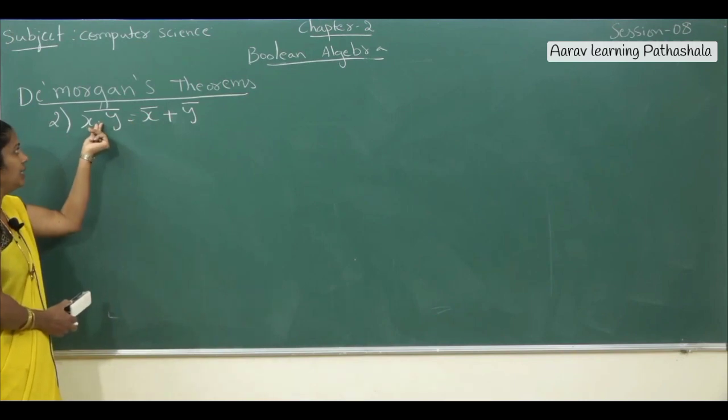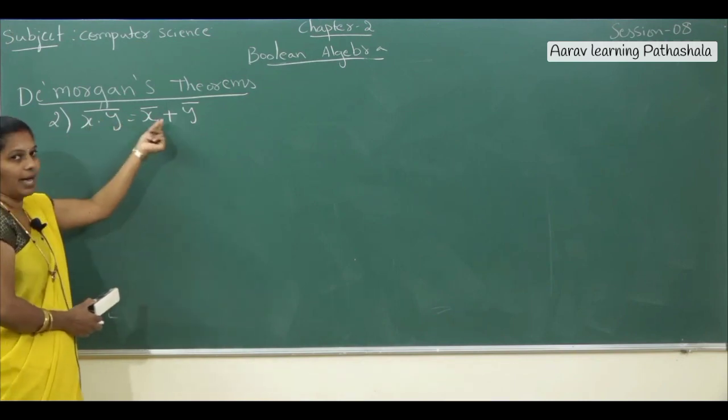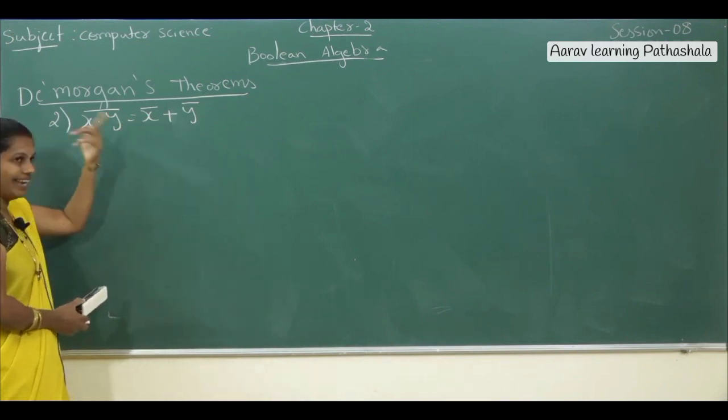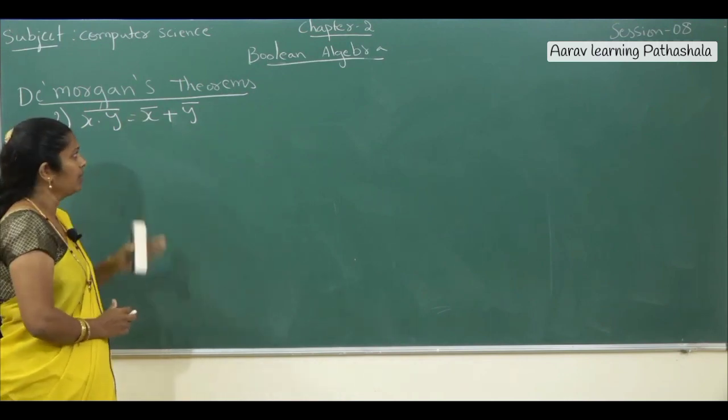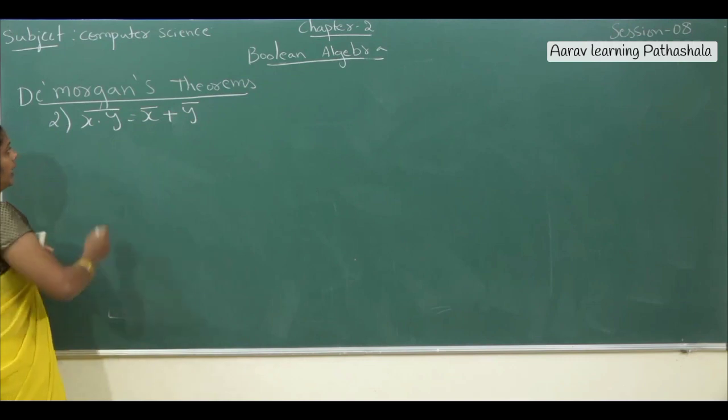See what I have done? Just replacing dot by plus, all the variables individually will be complemented. This is your second De Morgan's theorem. Then how to write the circuit diagram?